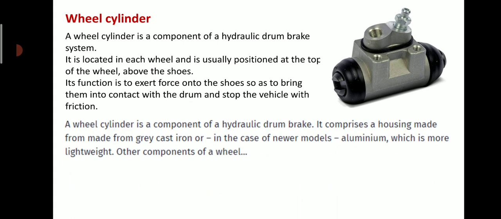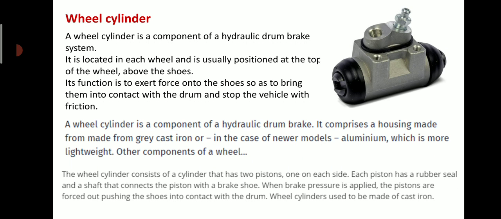It comprises a housing made from grey cast iron, or in the case of newer models, aluminum, which is more lightweight. The wheel cylinder consists of a cylinder that has 2 pistons, one on each side. Each piston has a rubber seal and a shaft that connects the piston with the brake shoe. When the brake pressure is applied, the pistons are forced out, pushing the shoes in contact with the drum. Wheel cylinders used to be made of cast iron.